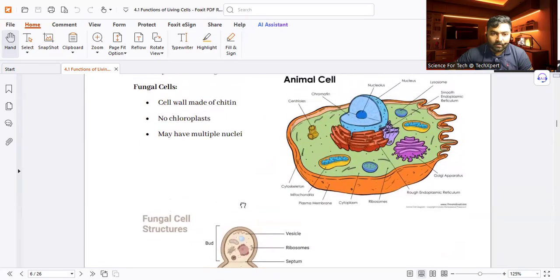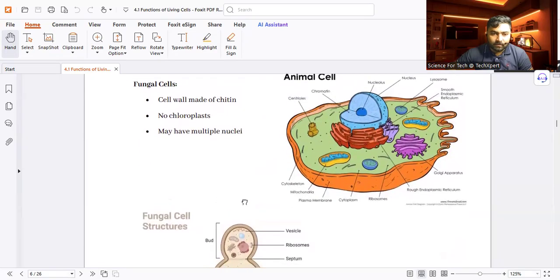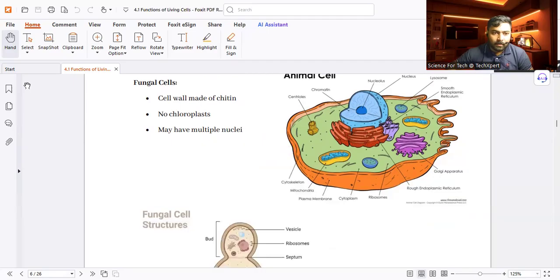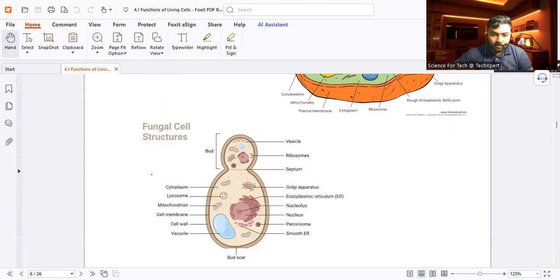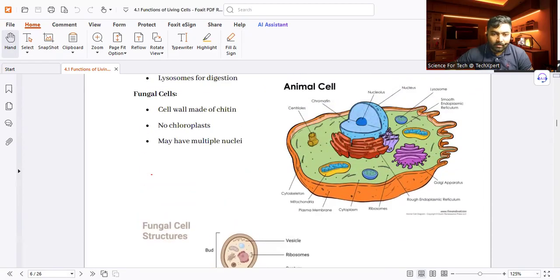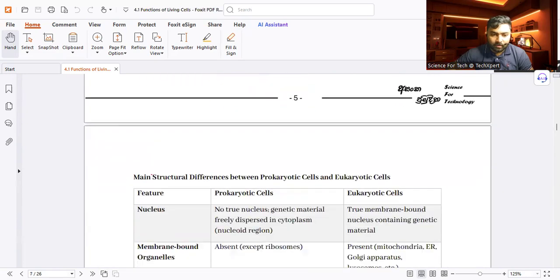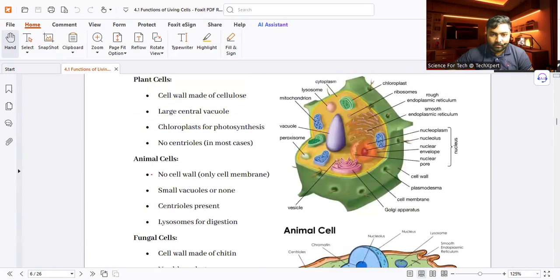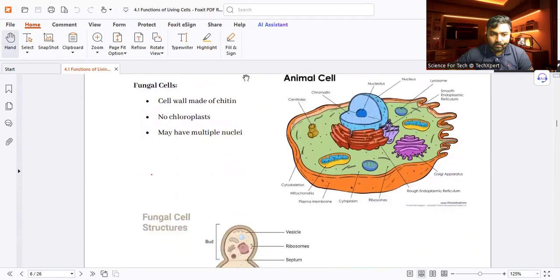Then next one is the fungal cell. This is a fungal cell. In here there is no chloroplast, but the cell wall is made up of chitin. This is important, okay? The cell wall is made up of chitin, and this can have multiple nuclei. Clear?